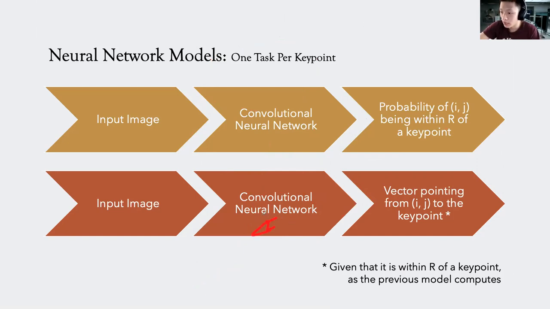Then there's a second convolutional neural network model that creates a vector that points from ij to the key point. So this one is a little bit complicated. Let's think about it.